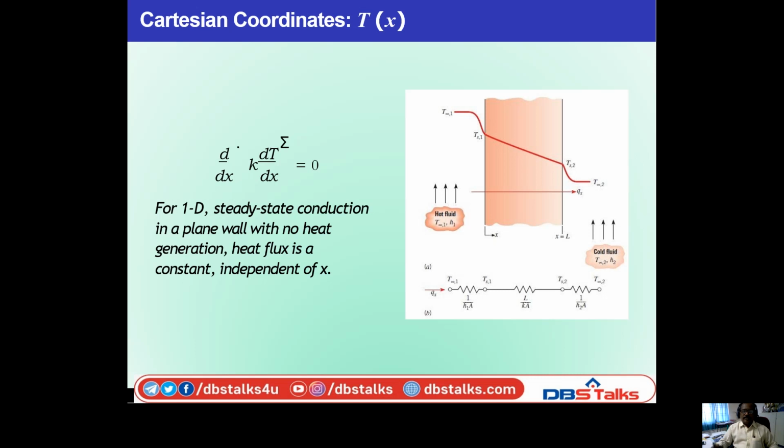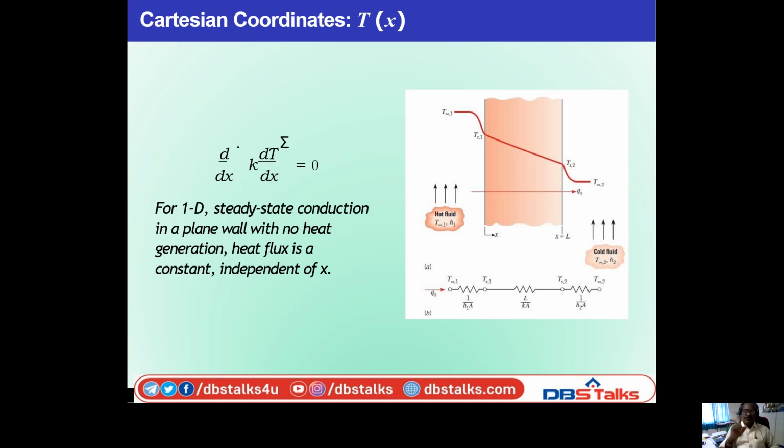First we are taking Cartesian coordinates and a plane wall. We are going to derive the heat transfer equation and the temperature distribution equation in a plane wall. We are going to explain how the heat transfer occurs in a plane wall, what the heat transfer equation is, and what the temperature distribution equation is. These two are very, very important.